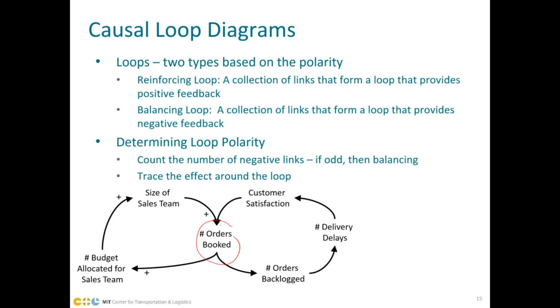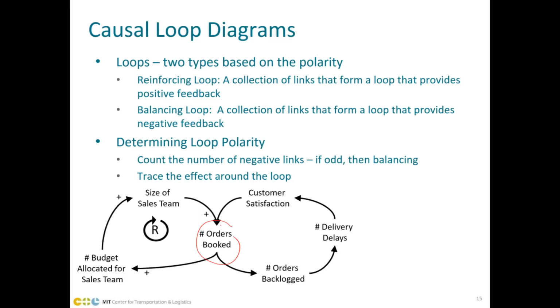So I've got 3 links in this loop, and they're all positive and they're all reinforcing. So I assume if this was left by itself, the more orders will drive more budget, drive more team, drive more orders. And we see how that kind of connects in. It's a reinforcing loop, and we can see what the behavior would be. It would be increasing exponentially.